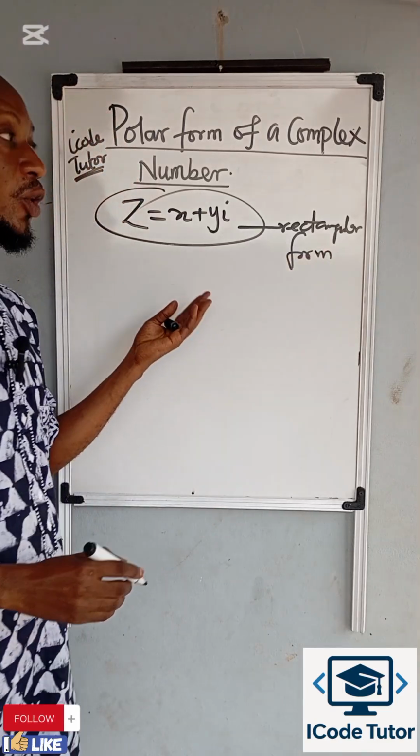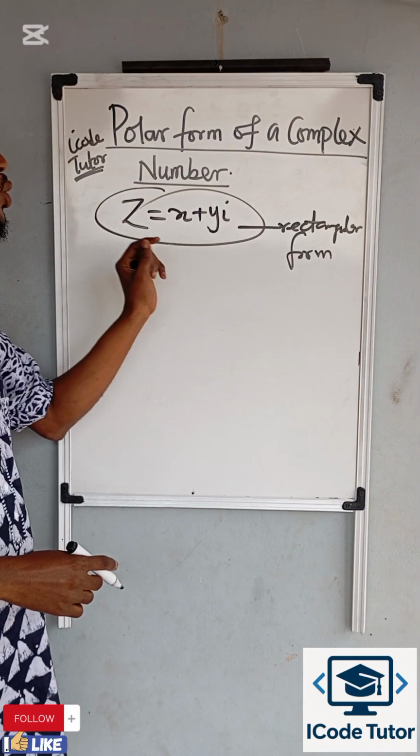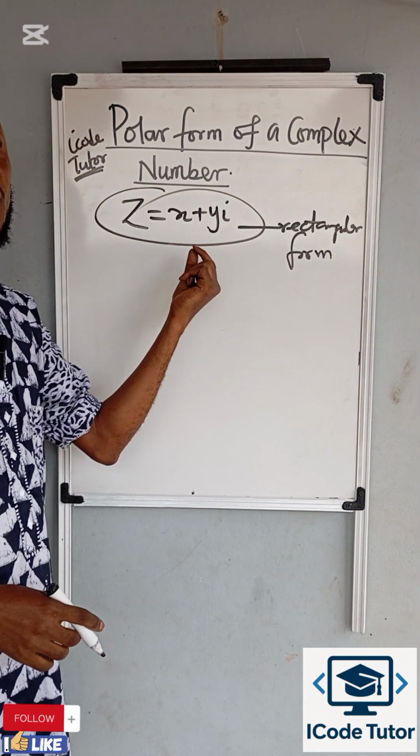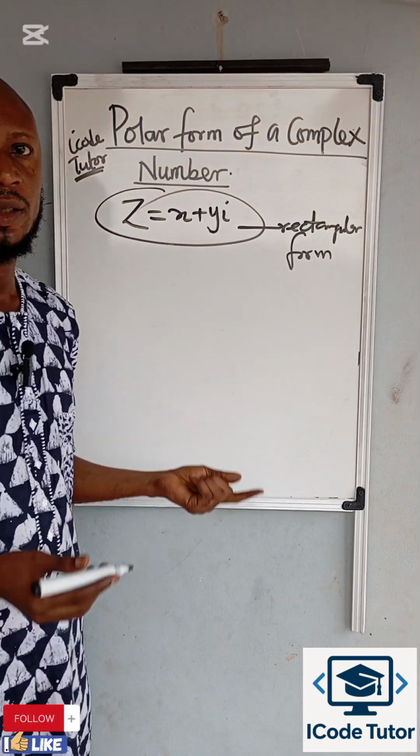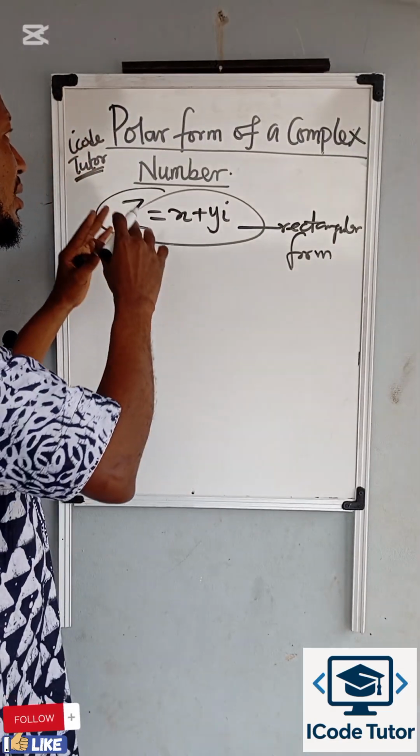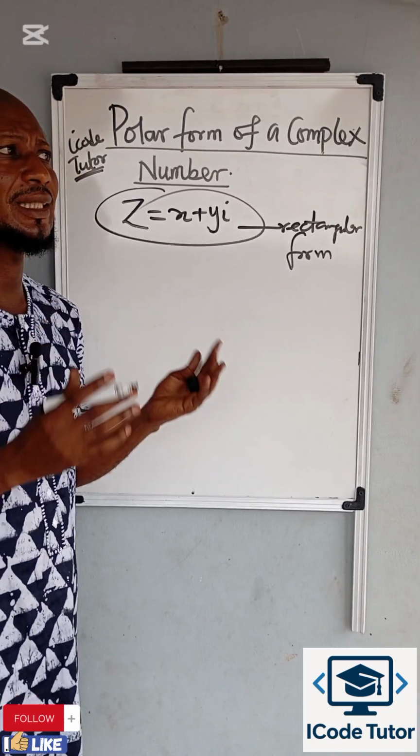Now, in another aspect, this particular expression can also be regarded as the rectangular form of a complex number. You may be asked at times to convert a rectangular form of a complex number into its polar form. How do we do that? This can be explained by using a Cartesian plane.